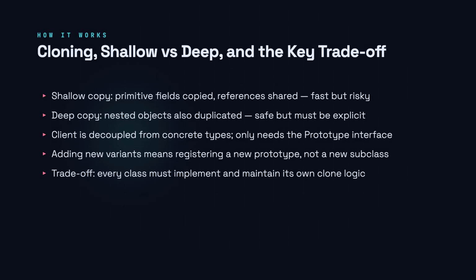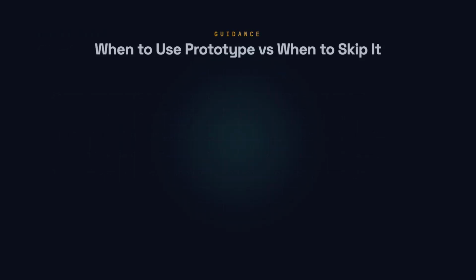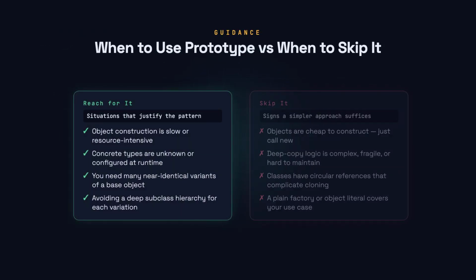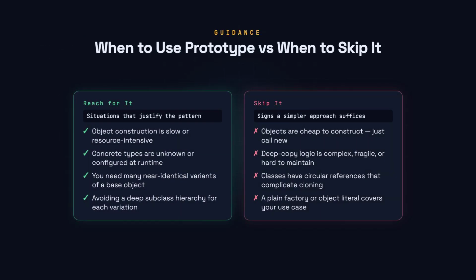The pattern's big win is decoupling. The client never imports or instantiates a concrete class, it only speaks to the prototype interface. The trade-off is that every class in your hierarchy must implement clone correctly, and keep it up to date as new fields are added. Reach for prototype when construction is genuinely expensive, network or disk I/O, complex initialization, or when you do not know the concrete type at compile time and need to produce variants at runtime. It also shines when you want many similar objects without exploding your subclass tree.